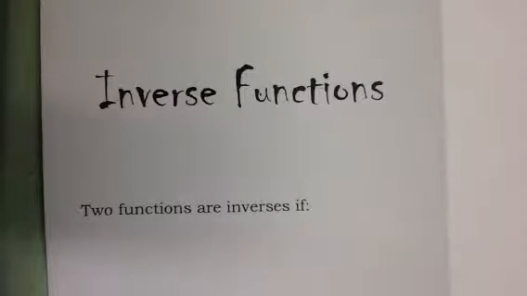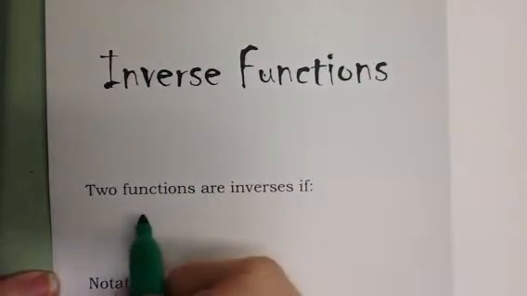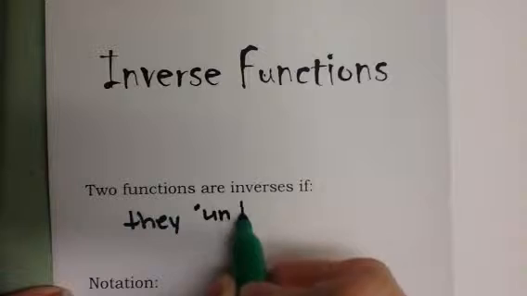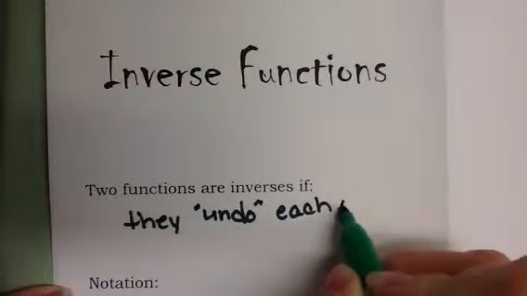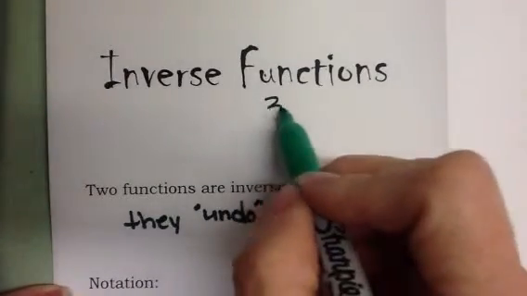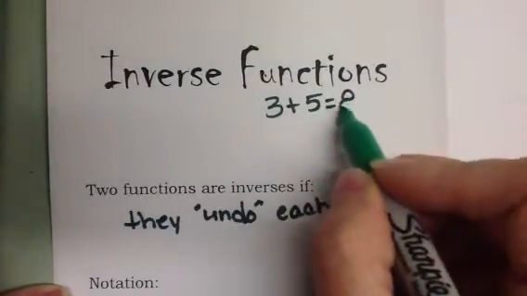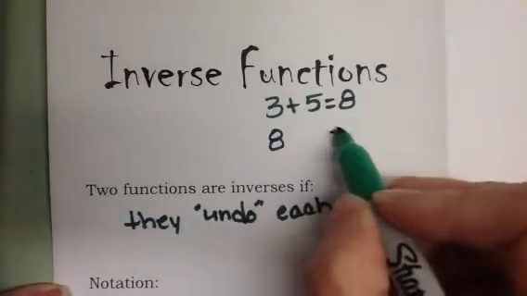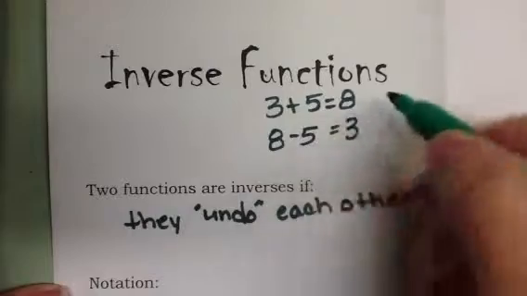Inverse functions. Two functions are inverses if they undo each other. So, in other words, if we had, for example, 3, and we added 5 to that, we get 8. Just an easy example. So what do we do to 8 to end up with 3? Well, we would subtract 5.